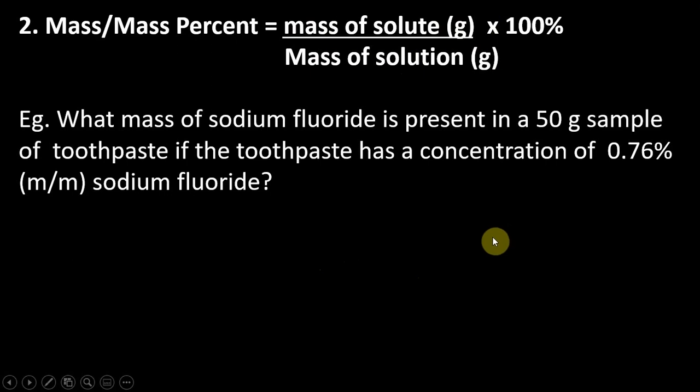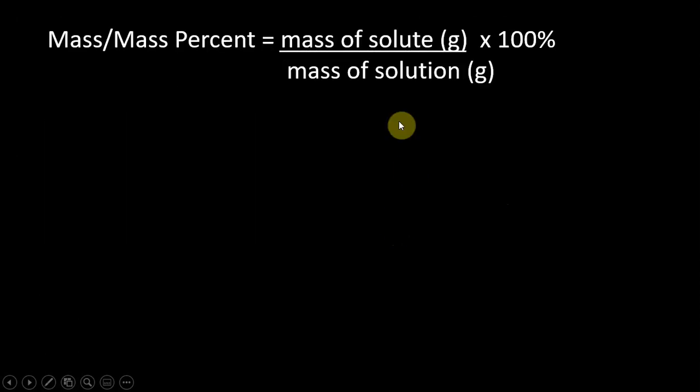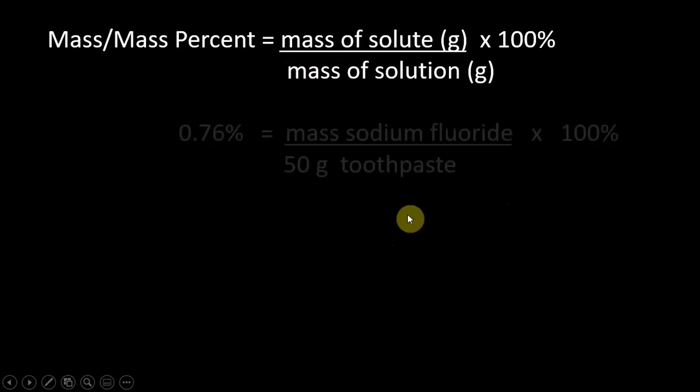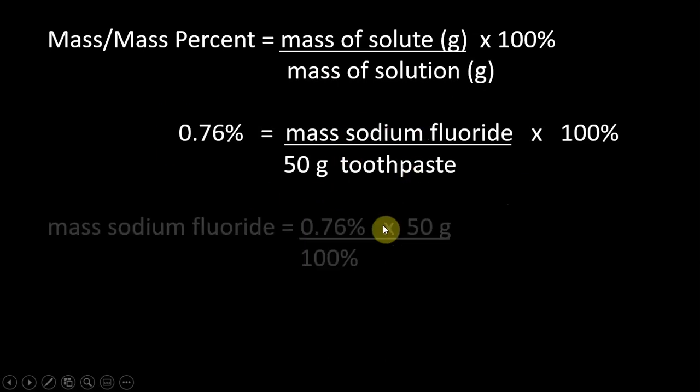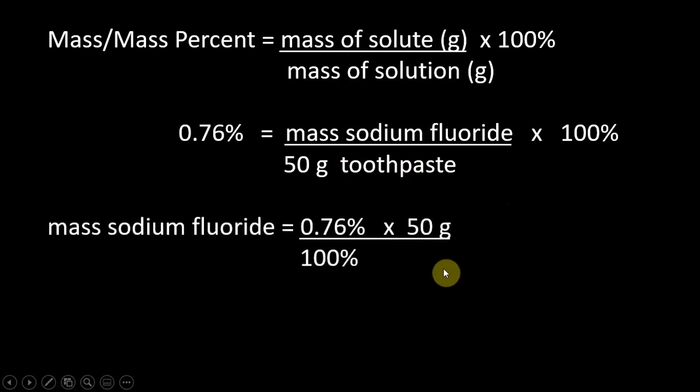Here's an example. Sodium fluoride, you have that in toothpaste. If you have a 50 gram sample of the toothpaste, so that's going to be our solution, what mass is in there? That'll give you a 0.76% concentration, mass by mass. Okay, so again, set up the equation, plug in what you know, rearrange the equation to solve for the mass of the sodium fluoride, and so then we end up with 0.38 grams.